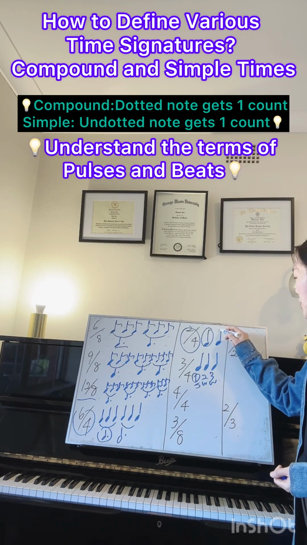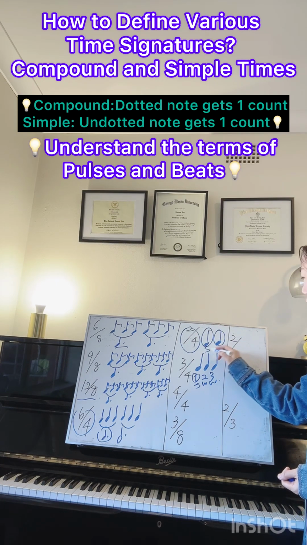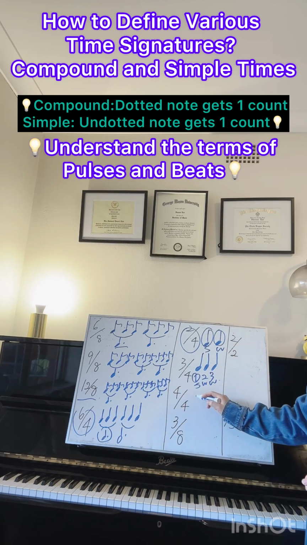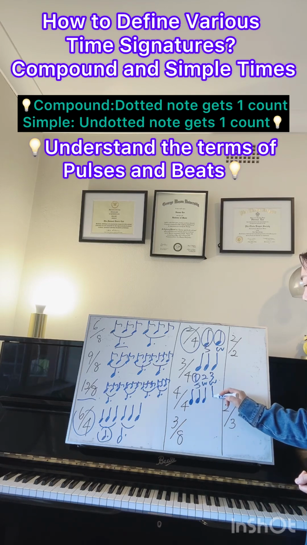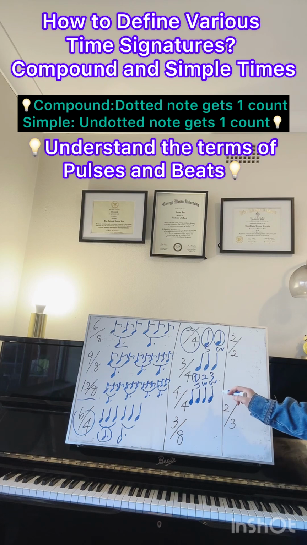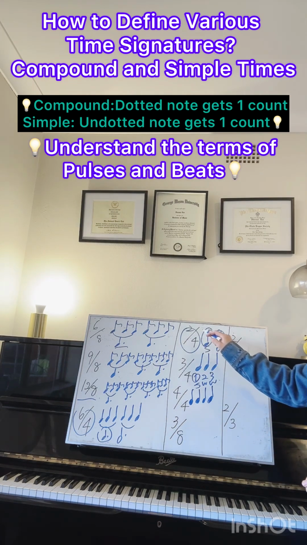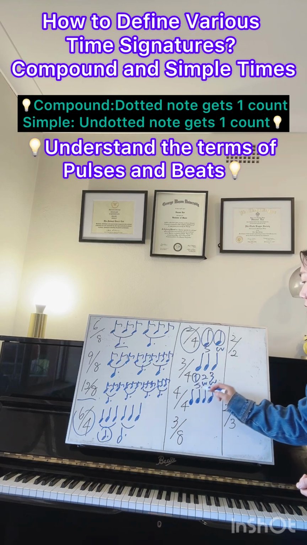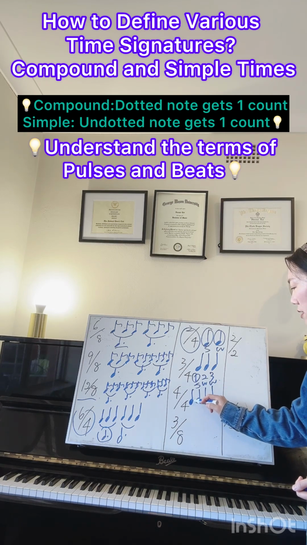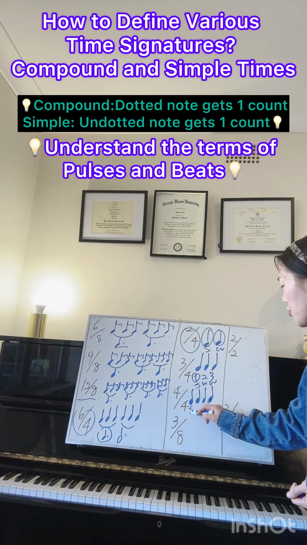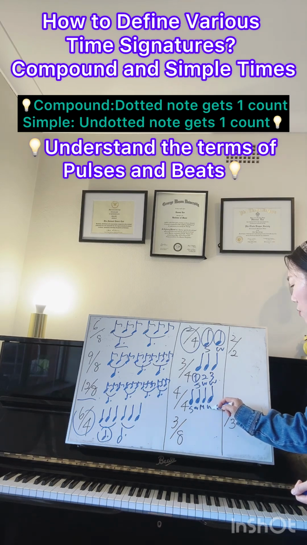So how does the accent occur in 2/4? Strong, weak. All right, how about 4/4? There are 4 crotchet beats in each measure. So simple quadruple, simple triple, simple duple. How does the accent occur in 4/4 time? Strong, weak, medium, weak.